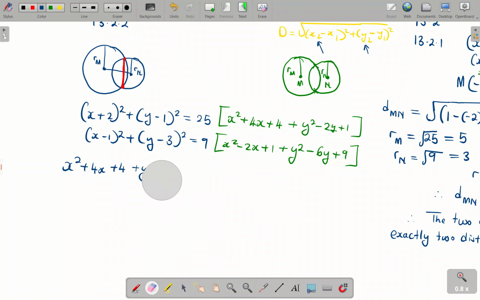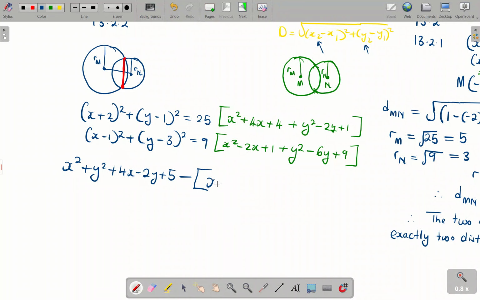4 plus 1, that will give you 5. So let me arrange them in order. We start with the higher power, so x squared plus y squared, and then plus 4x minus 2y, and 4 plus 1 is 5. Then subtract the small circle from the bigger one.